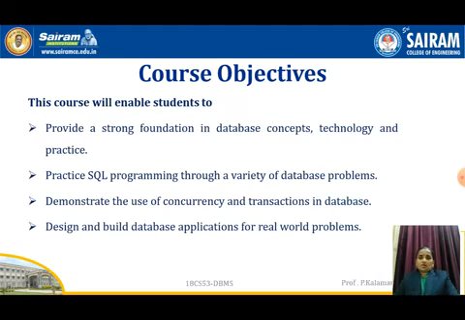First, we will see the course objectives. After studying this course, students will be enabled to gain a strong foundation in database concepts, technology, and practice. They will practice SQL programming through a variety of database programs, and demonstrate the use of concurrency and transactions in databases. Along with that, we are going to see recovery applications, and design and build database applications for real-world problems. So this course will enable students to do the following things.